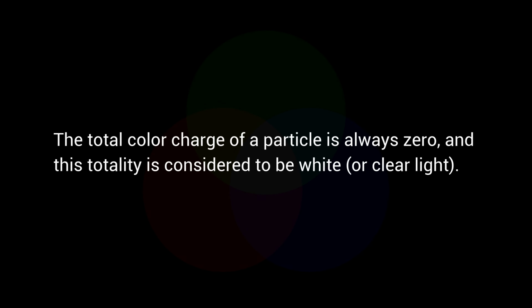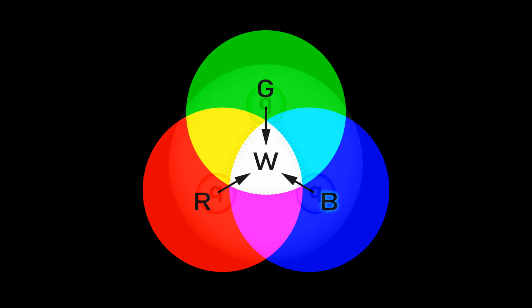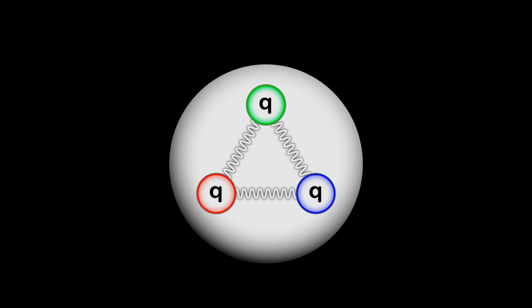The total color charge of a particle is always zero, and this totality is considered to be white or clear light. In the case of a proton and a neutron, the three colors, blue, green, and red, are combined. From the combination of these three colors, white emerges, as illustrated. In the case of a meson, its colors can be seen in the following way.